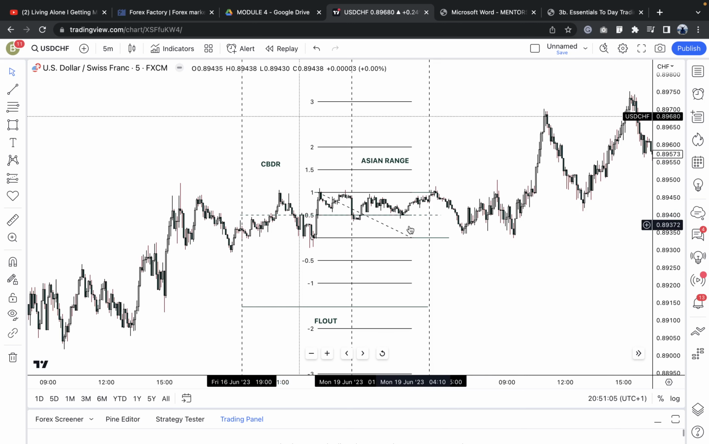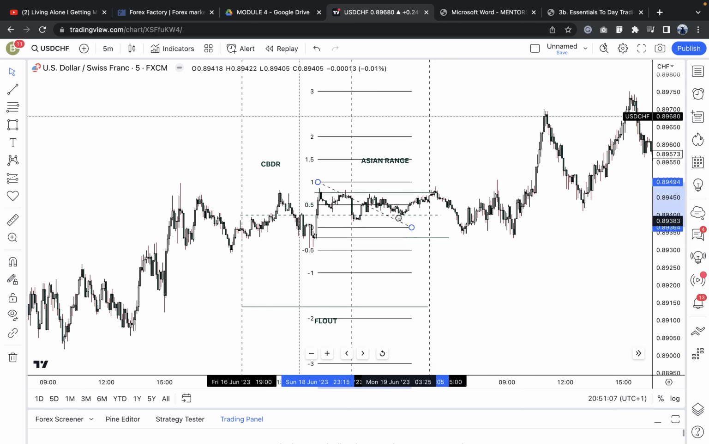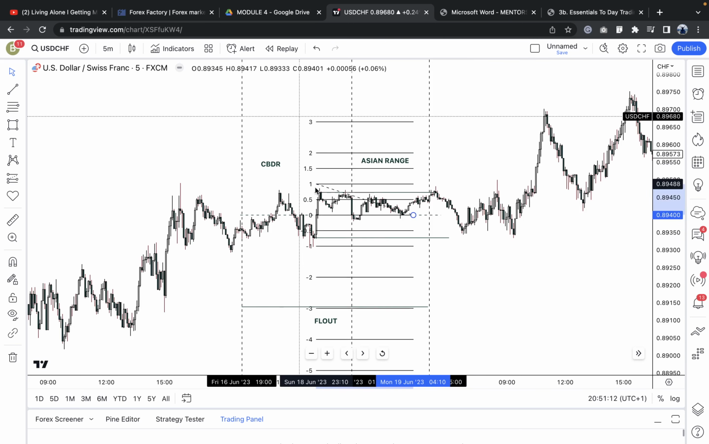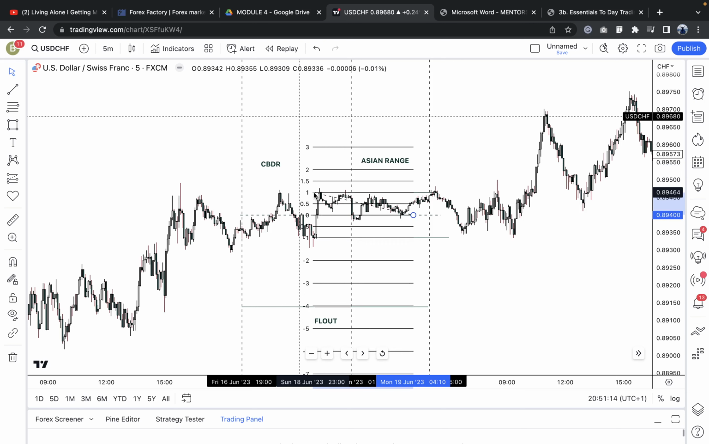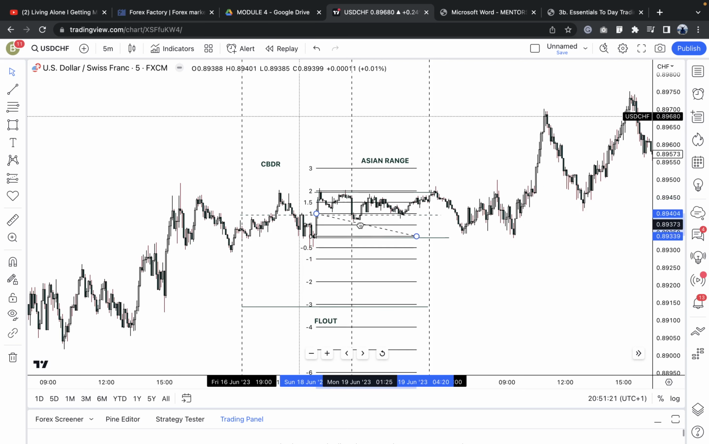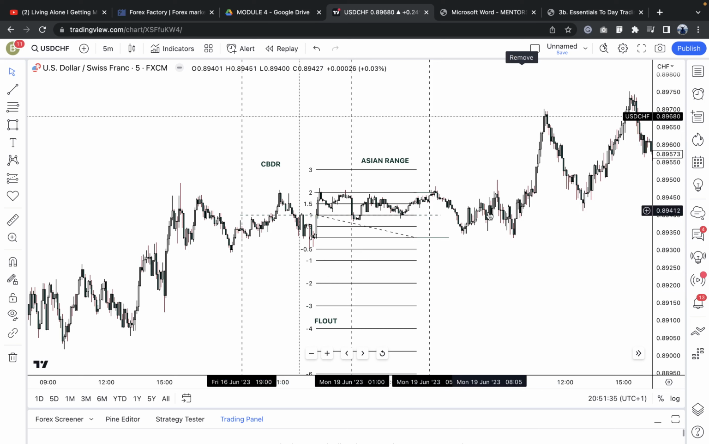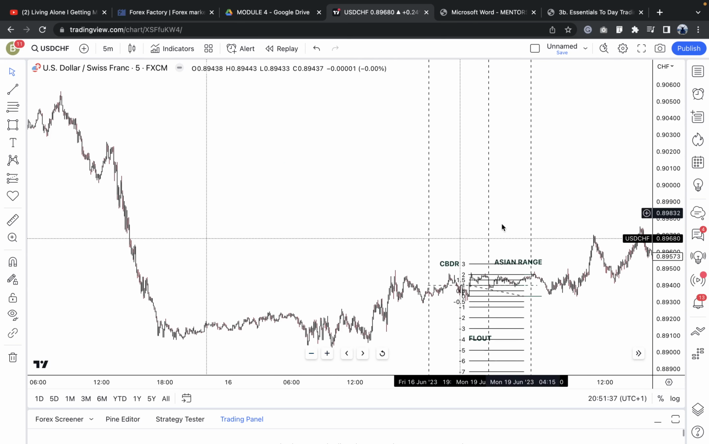And then you pull from the equilibrium of the range to the highest body close for standard deviations higher or positive standard deviations, or you can pull from the equilibrium of the range to the lowest body close for your negative standard deviations or the lower portion of the range.